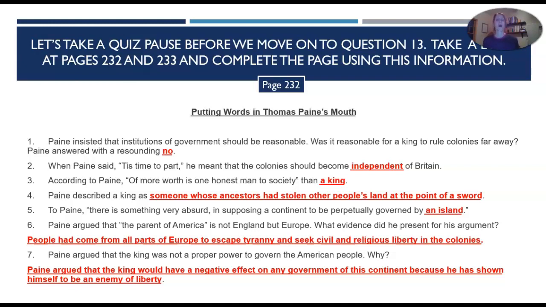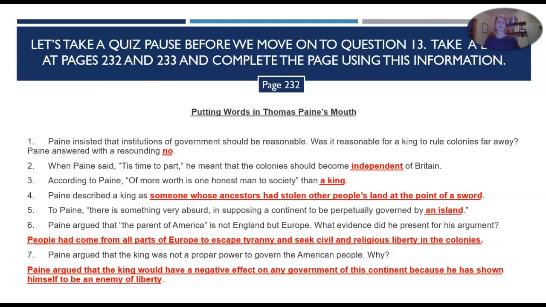People had come from all parts of Europe to escape tyranny and seek civil and religious liberties in the colonies over in the New World. Paine argued that the king was not a proper power to govern the American people. Why? Paine argued that the king would have a negative effect on any government of this continent because he has shown himself to be an enemy of liberty.